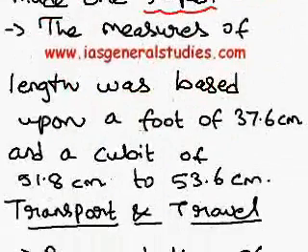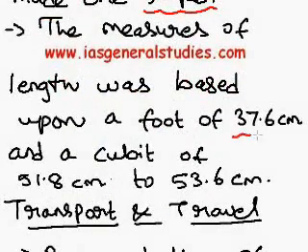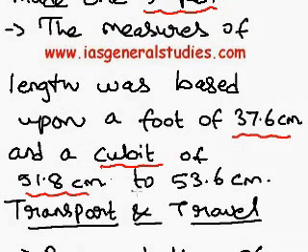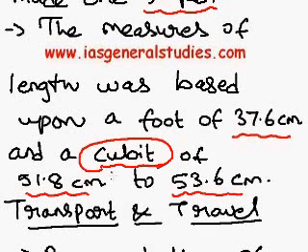The measures of length were based upon a foot of 37.6 centimeter and a cubit of 51.8 centimeter to 53.6 centimeter. Okay, so you want to know what is meant by cubit, isn't it? You find out from a dictionary.